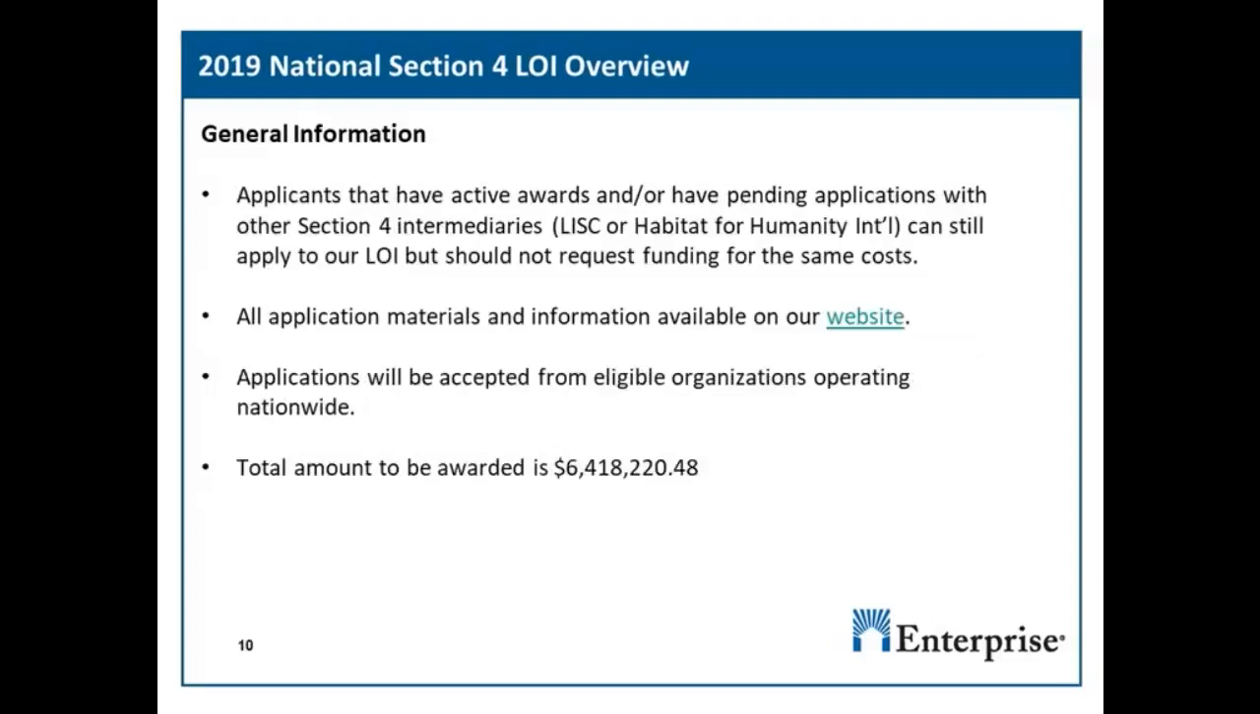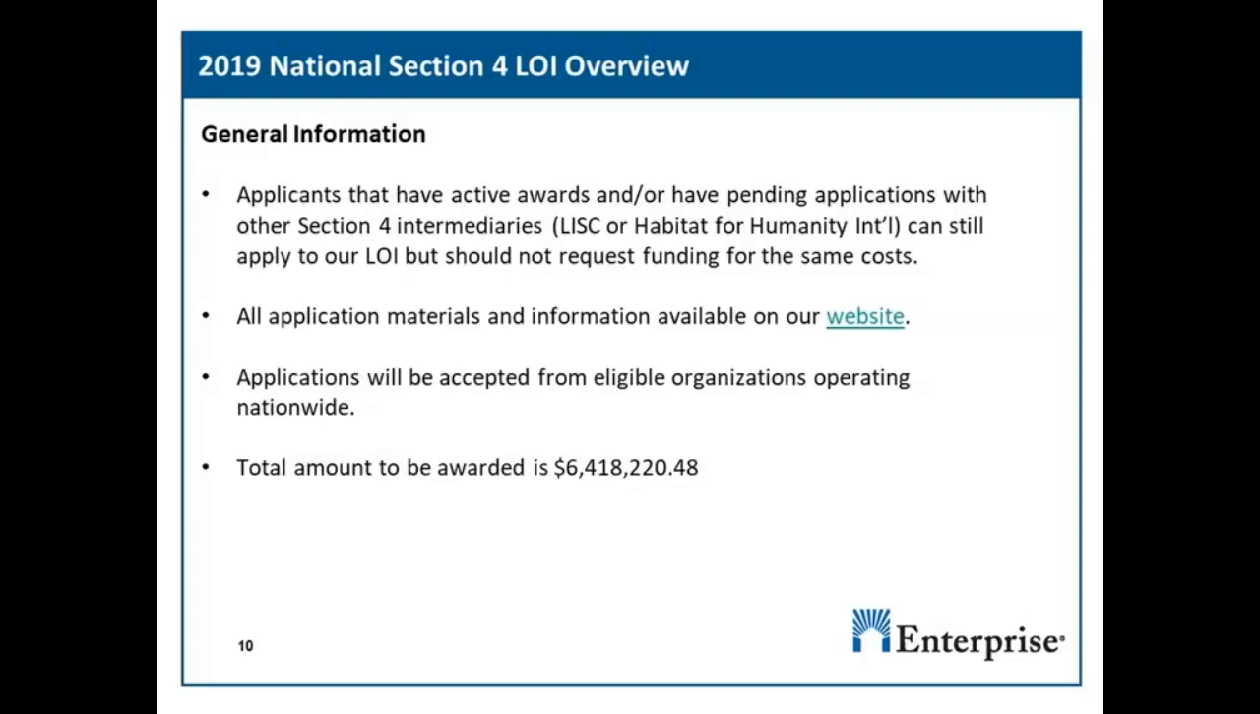If your organization has an active award or a pending application with other Section 4 intermediaries, which would be LISC or Habitat for Humanity, you can still apply to our LOI, but your request should not be for the same costs that were funded by LISC or Habitat. All of our application materials and information is available on our website. Again, this is open to eligible organizations operating nationwide.